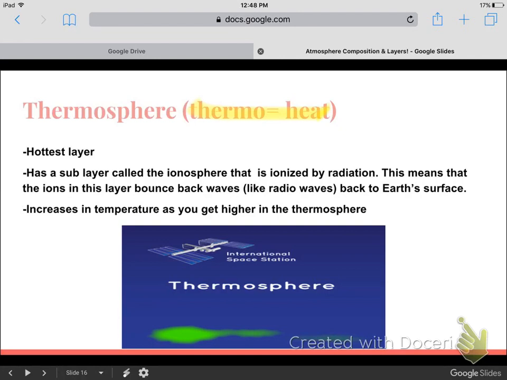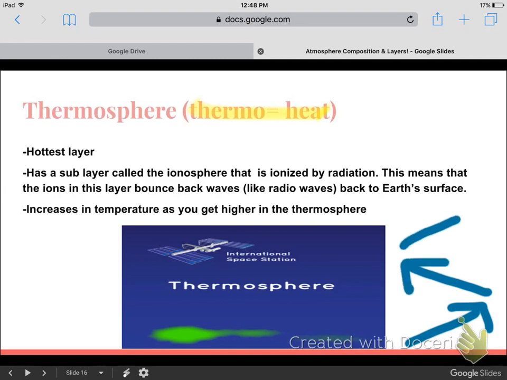So let's remind ourselves. Troposphere went from hot to cold. Stratosphere went from cold to hot. Mesosphere, hot to cold. Thermosphere, cold to hot. See how they're constantly changing and going back and forth? That's why the layers of the atmosphere are categorized based on their temperature changes, because each layer has a different temperature change as you go up.